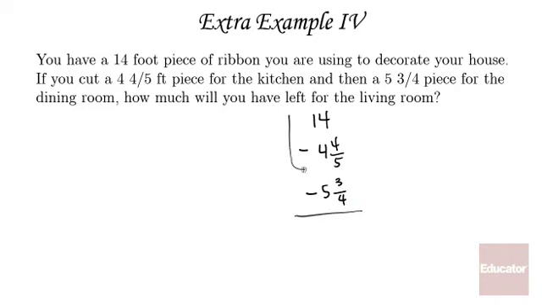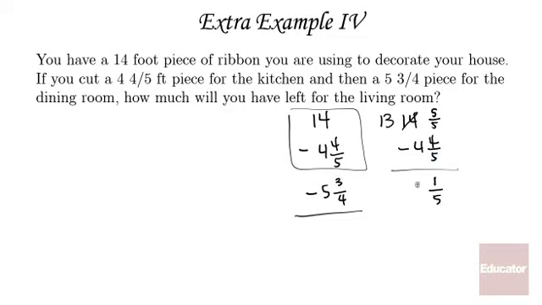Let's start off by just subtracting these two numbers. So 14 minus 4 4/5. I'm going to borrow from the 14, leaving 13 feet. And the one that I've borrowed, I'm going to make into 5 over 5. I've chosen 5 over 5 because the denominator on the second fraction is a 5, and this will make it easier to work with. 5 minus 4 is 1, keeping the same denominator, and 13 minus 4 is 9. So after we've cut out a piece for the kitchen, we have 9 1/5 left.